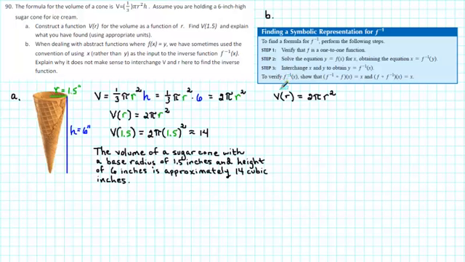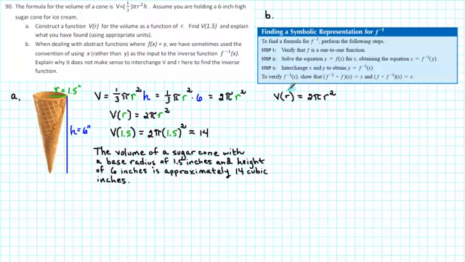Our volume function V is given by the formula V of r is equal to 2πr². Notice that because r is squared, V is a quadratic function. The graph of a quadratic function is a parabola. So at first glance, it would seem that the volume is not a one-to-one function because a parabola does not pass the horizontal line test.